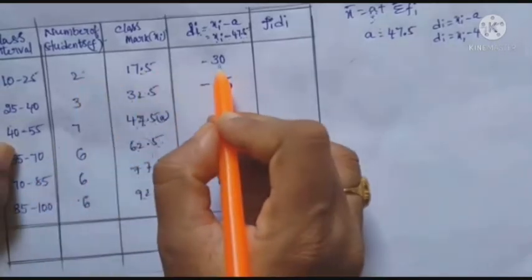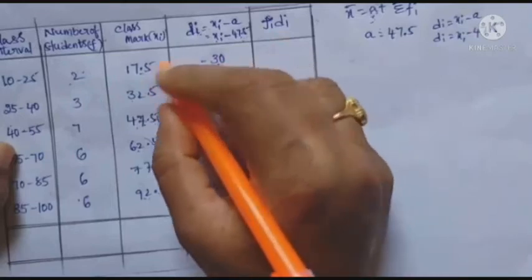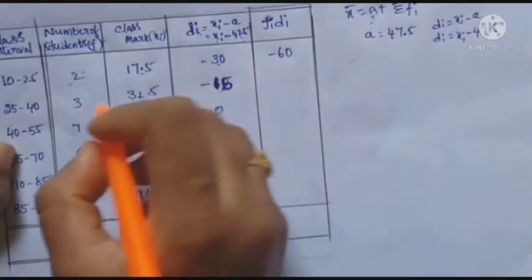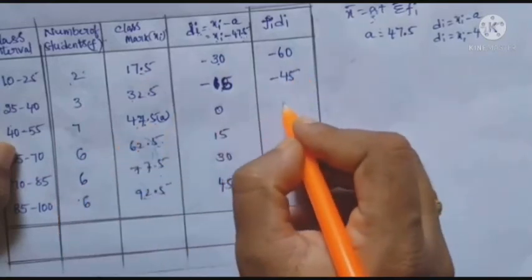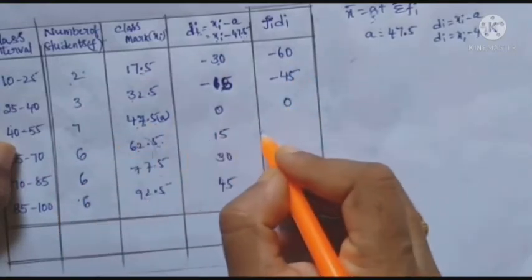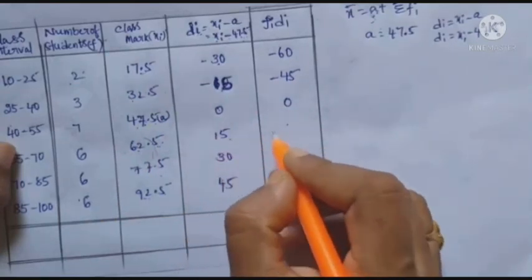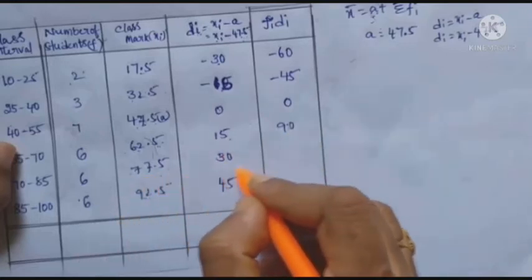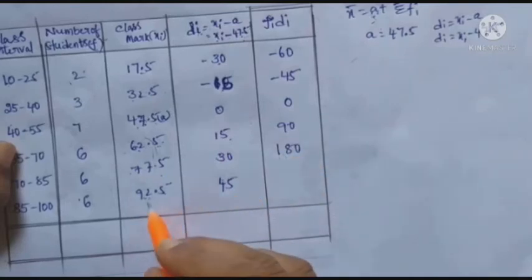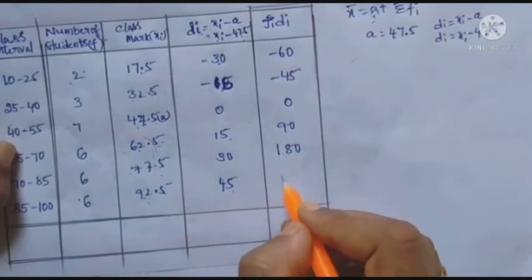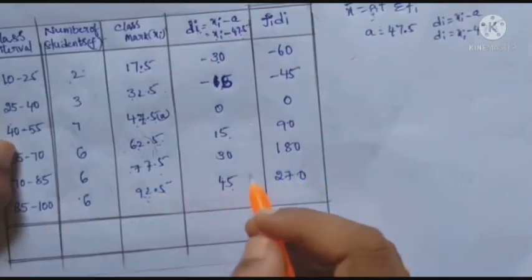Next we have to find the value fi di. 30 into 2 is 60. So minus 30 into 2 is minus 60. Minus 15 into 3 is minus 45. Next 47.5 into 0 is 0. 62.5 into 15, 90. Next 77.5 into 30 value 180. Next 92.5 into 45 value 270.